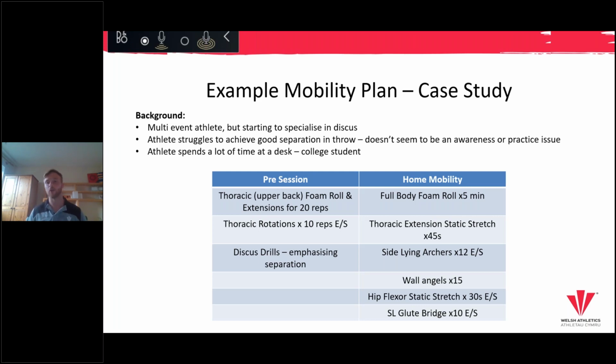And then working on some hip flexor length, so hip flexor static stretching, and some glute bridging as well for activation due to being sat down a lot. So tackling the tight hips and the lack of glute activation. So hopefully, again, you can find videos of these sort of exercises on YouTube if you need to.